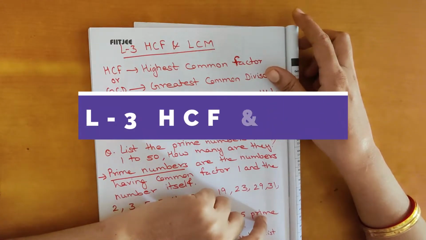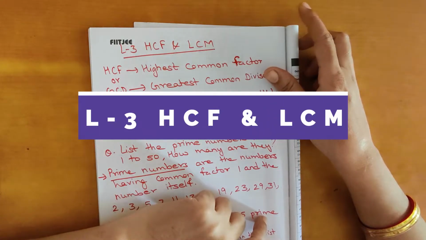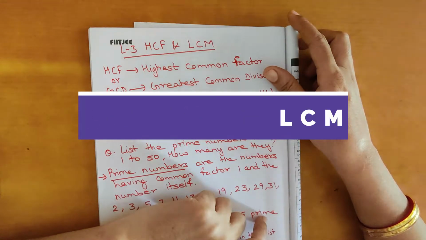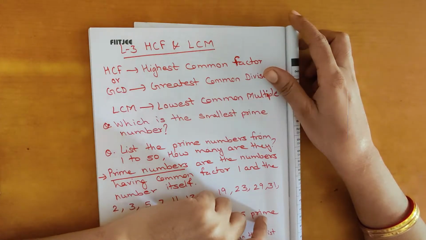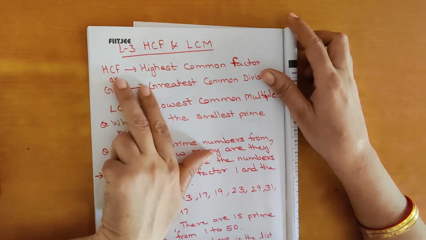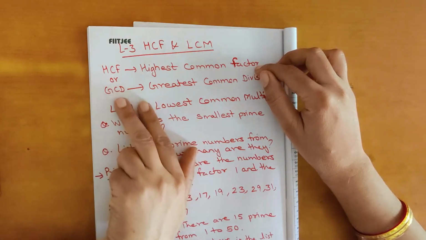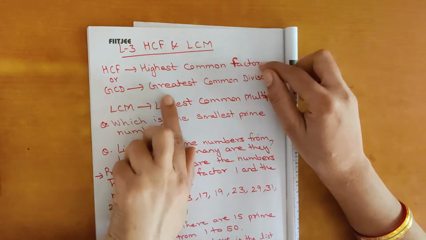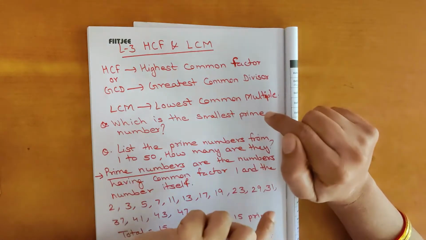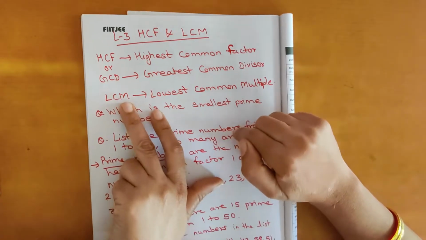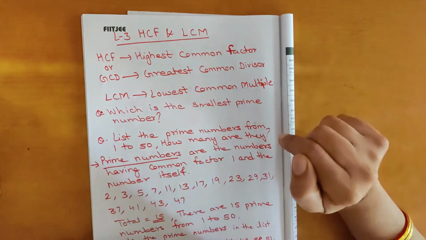Welcome children. Today our next lesson is lesson number 3, that is HCF and LCM. You know the full form of HCF, that is highest common factor, or it is also said as GCD, that is greatest common divisor, and LCM meaning is lowest common multiple.